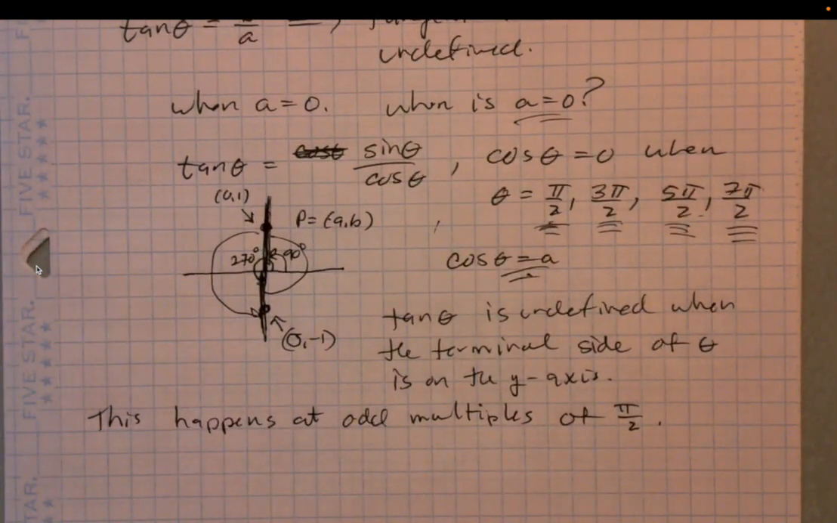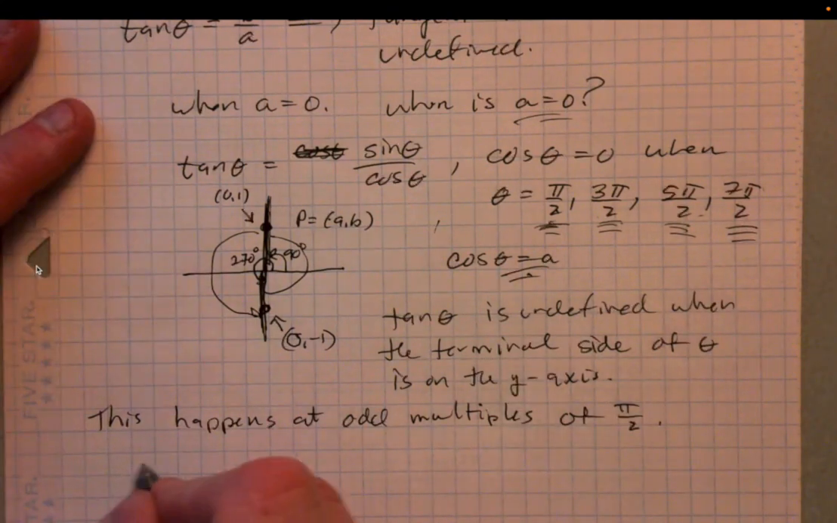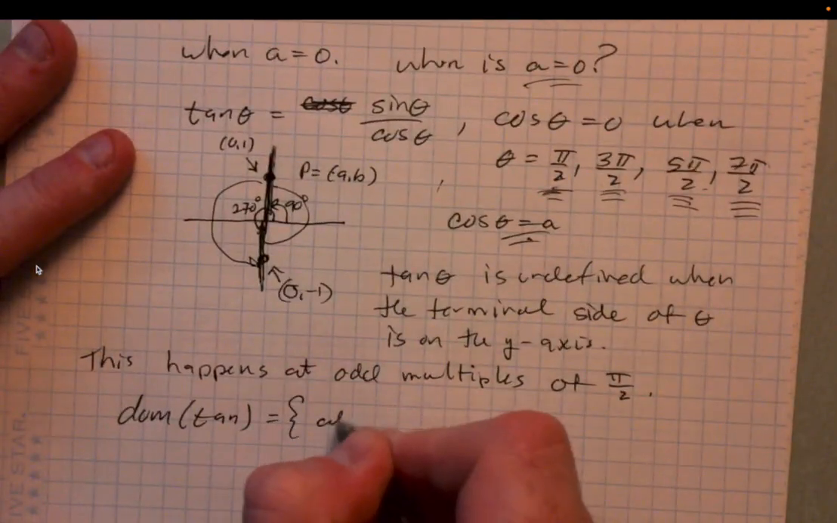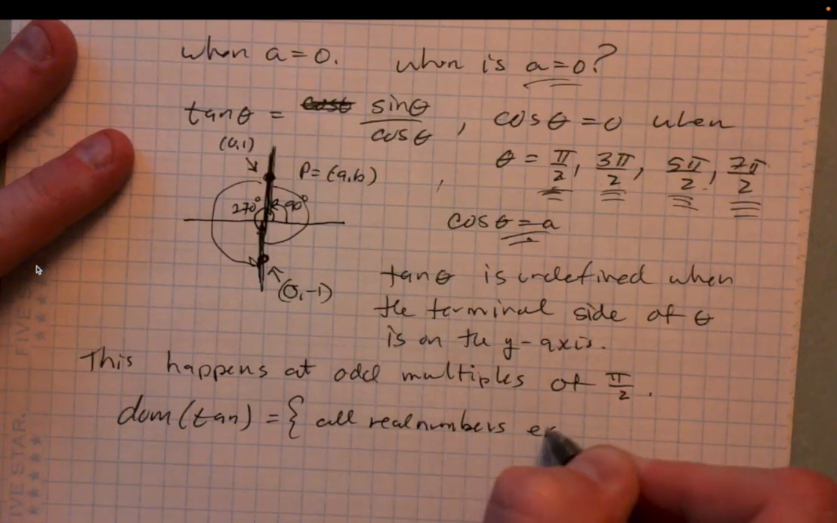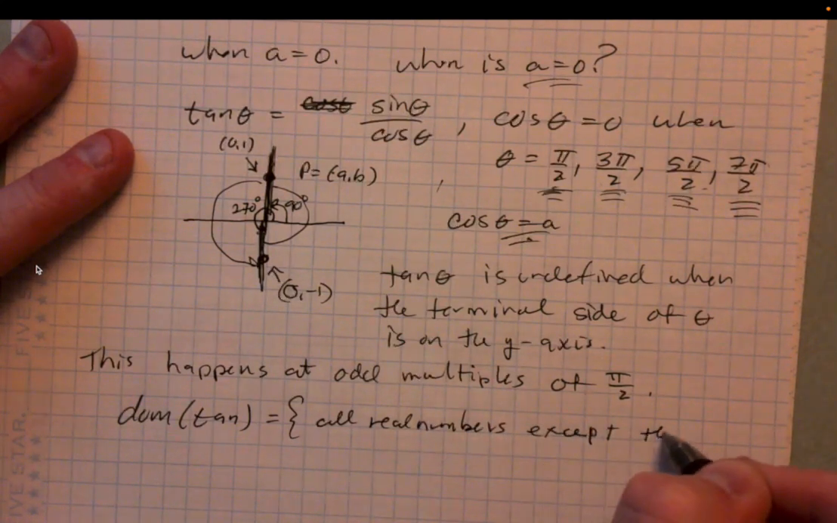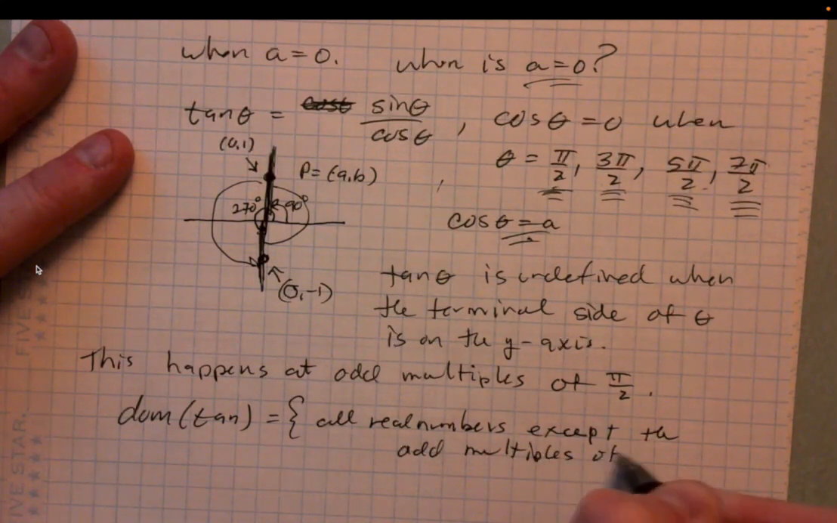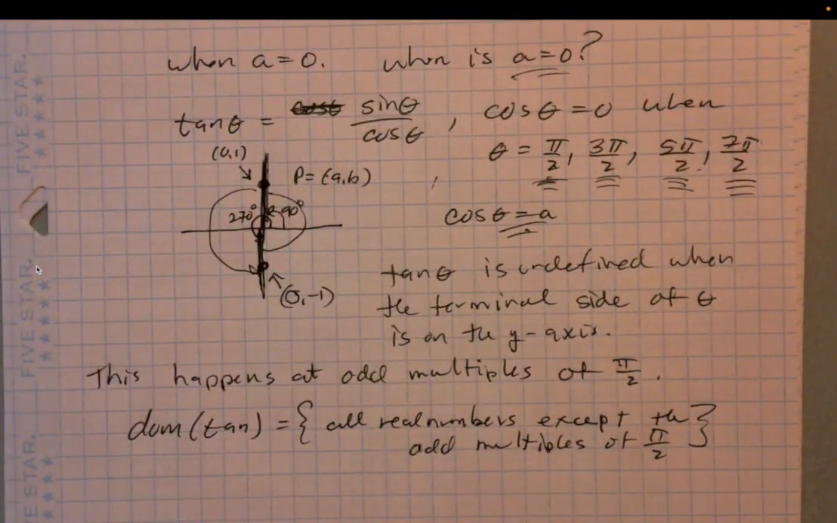So the domain of tangent is all real numbers except for odd multiples of pi over 2. The domain of tangent: all real numbers except the odd multiples of pi over 2. Okay, so that's the domain of tangent.